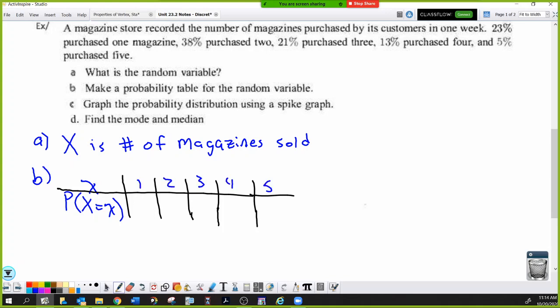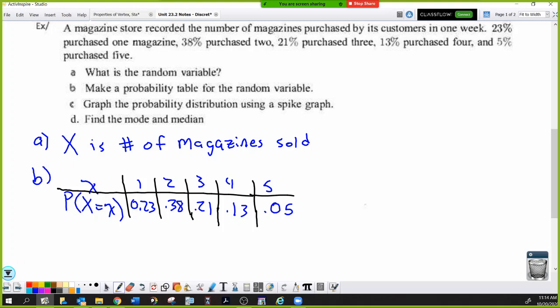The probability of 1 magazine is 0.23. Probability of 2, 0.38. I don't have room for my zeros. 3 is 0.21, 4 is 0.13, and 5 is 0.05. We make sure those add up to 1. Let's see, 50, 61, 82, 92, 95, 100. Yes, it does add up to 1.